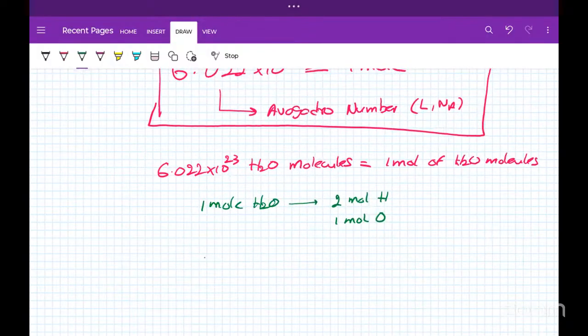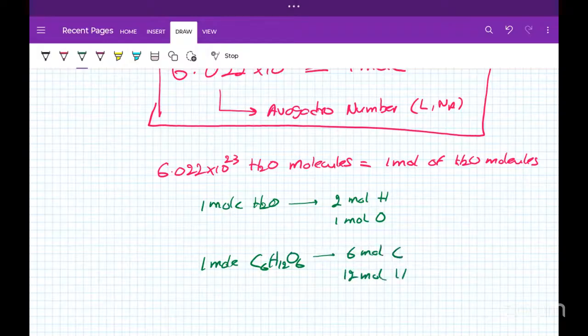So if you take like 1 mole of C6H12O6, there are 6 moles of carbon, 12 moles of hydrogen, 6 moles of oxygen. Very simple, right? So in this manner, you can count the numbers as well. 6 moles means 6 into 6.022 into 10 to the power 23, Avogadro number.